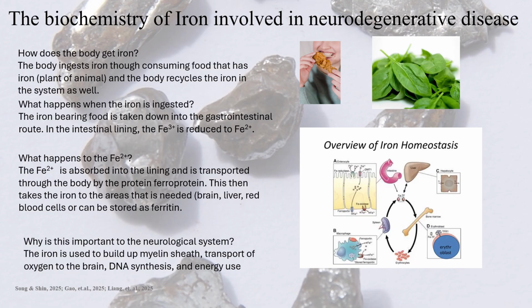And then you ask, why is this important to the neurological system? Well, as we saw from the previous slide of all the iron-dependent abilities, it is also used to build up myelin sheath, transport of oxygen to the brain, DNA synthesis, and energy use. Now, when I say transfer to the brain, that is very important. There's only a few items that can cross that blood-brain barrier, and iron is one of them.